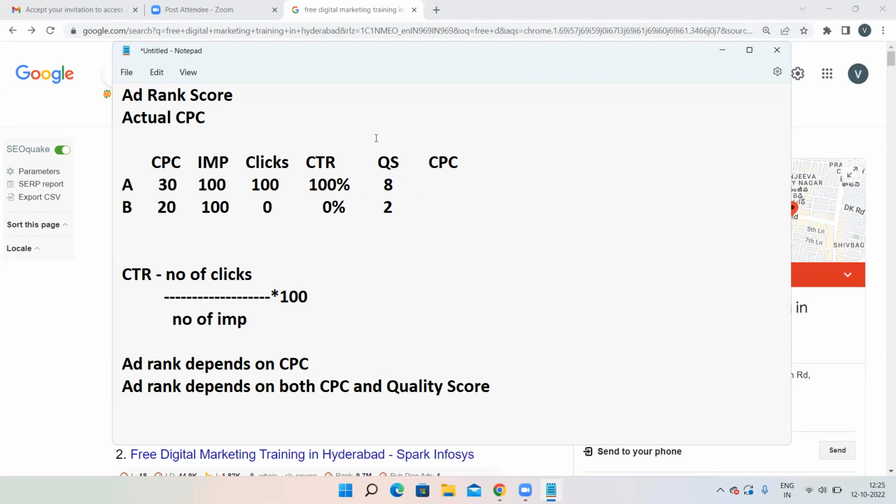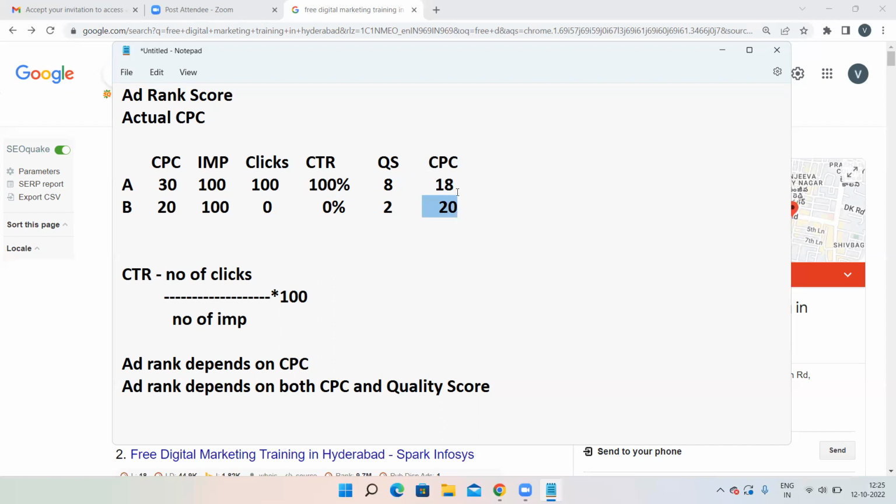Now, because A's quality score is really high, Google will tell A that you need not pay 30 rupees, you just pay 18 rupees per click. Automatically, A's CPC will reduce. Then B's quality score is just very less, right? It is just around 2 and CTR is just 0%. So Google will not reduce the CPC of B and it will be 20. Now, who is appearing on first place? Still, A will be appearing on first place and B will be appearing at second place.